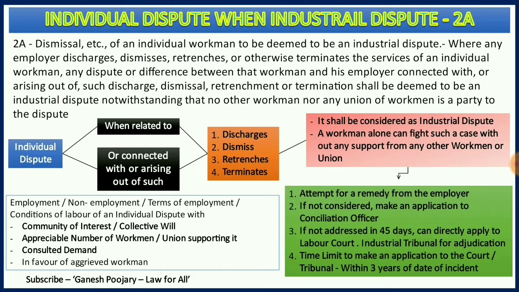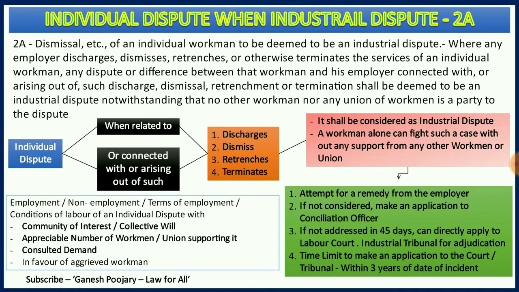for adjudication. Now, one important thing that you need to remember is when you are making an application to the labor court or industrial tribunal, there is a time limit. You have to make the application within 3 years of the date of incident. That means whatever date the discharge or dismissal or retrenchment or termination happened, within 3 years from that particular date, you have to make an application to the labor court or the industrial tribunal. That is the time limit you should always remember.